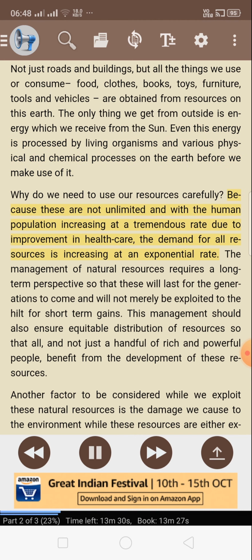Why do we need to use our resources carefully? Because these are not unlimited, and with the human population increasing at a tremendous rate due to improvement in healthcare, the demand for all resources is increasing at an exponential rate. The management of natural resources requires a long-term perspective so that these will last for the generations to come and will not merely be exploited to the hilt for short-term gains.